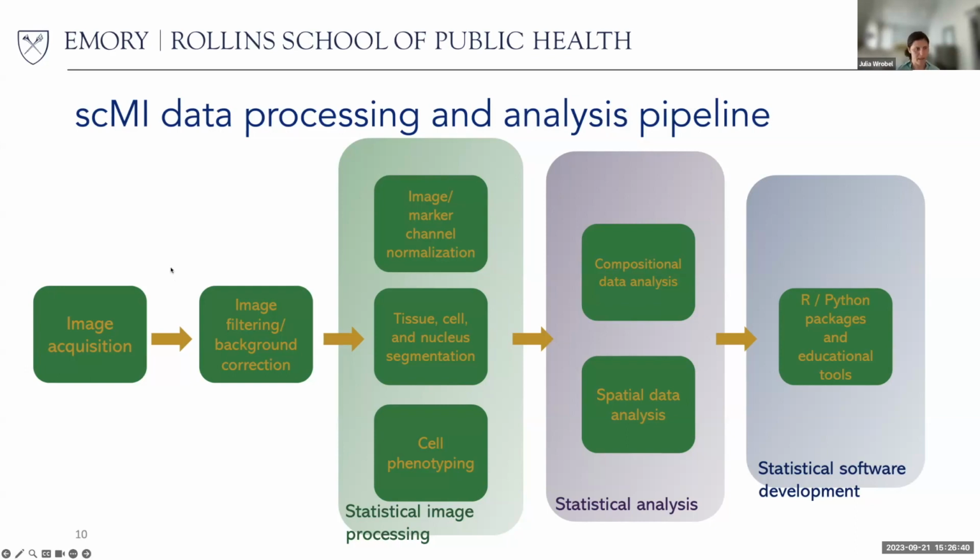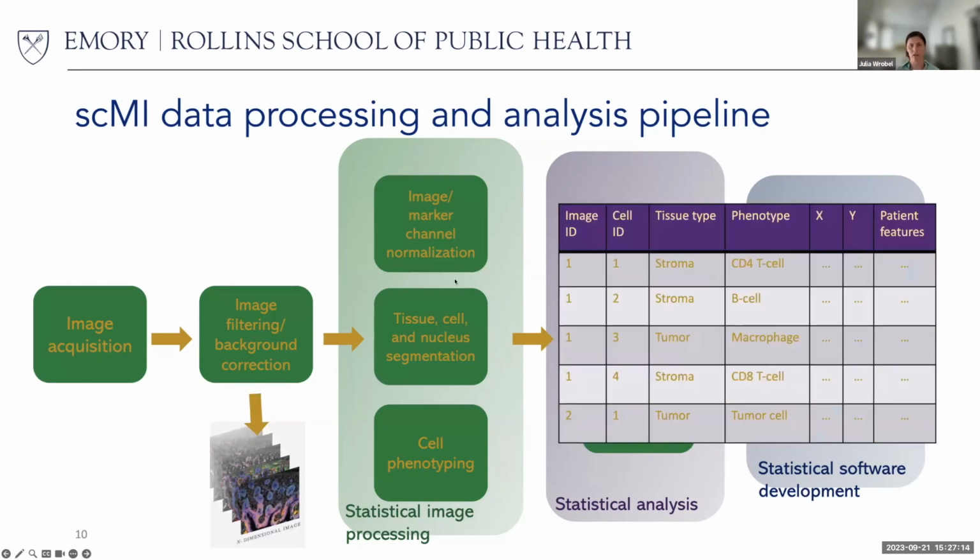So the first thing that happens is you acquire the image, then there's some image filtering and background correction. And then everything after that are certain areas where statisticians can have some impact. One I call statistical image processing, that includes image normalization, cell segmentation, and cell phenotyping. I'm going to get into what these mean a little bit more in the next couple of slides. But after filtering, you get your multi-channel TIFF file that I talked about.